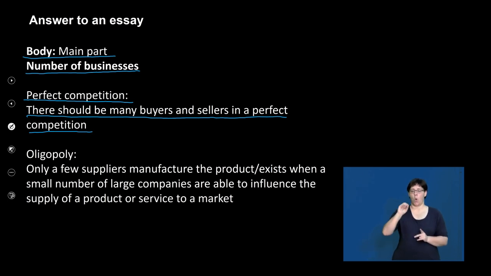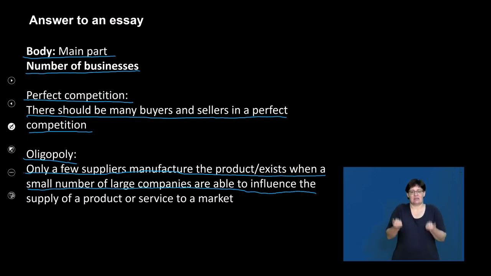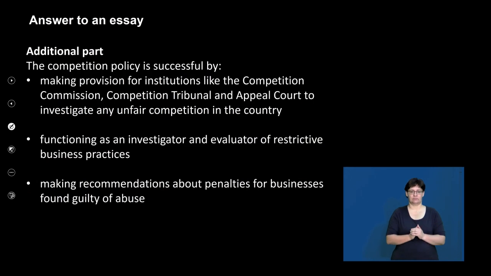And then let's look at an oligopoly. Remember, we are comparing and contrasting between these two. So I've discussed what is happening in a perfect competition. I'm now discussing what is happening in an oligopoly. In an oligopoly, only few suppliers manufacture the product, or they exist when a small number of large companies are able to influence the supply of a product or service into a market. So in oligopoly, we only have few suppliers manufacturing that particular product. Let's move on to the next.